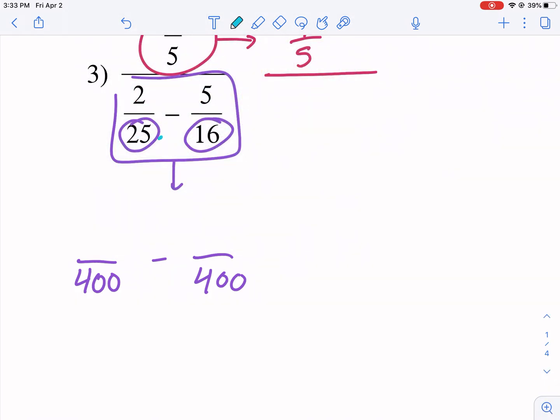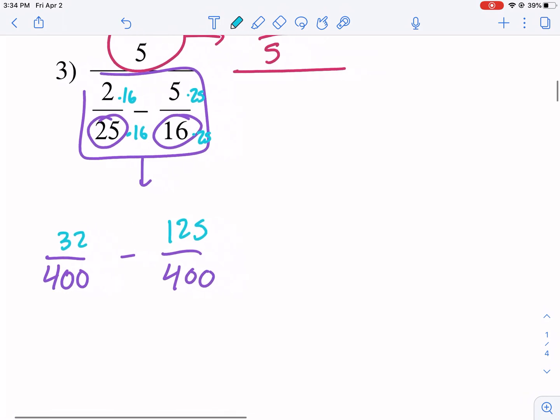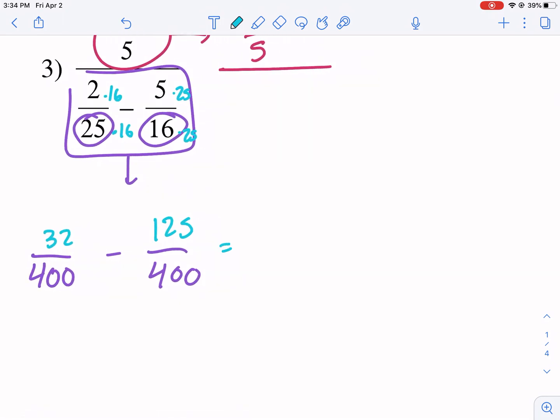Well, we had to multiply 25 times 16 and this times 25. So we have to do the same thing to the top for both of these. 2 times 16 is 32, and then 5 times 25 is 125. Once we subtract these, this one's a doozy of a problem. Once we subtract these, we get 90 over 400.